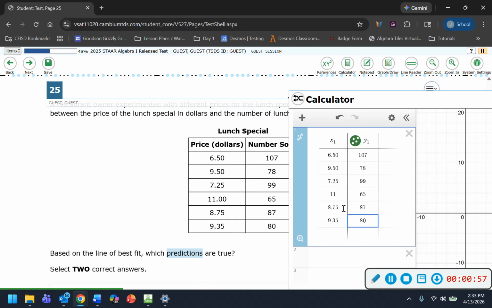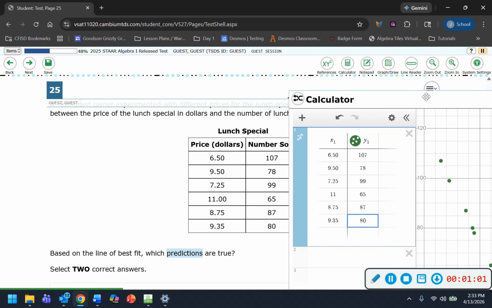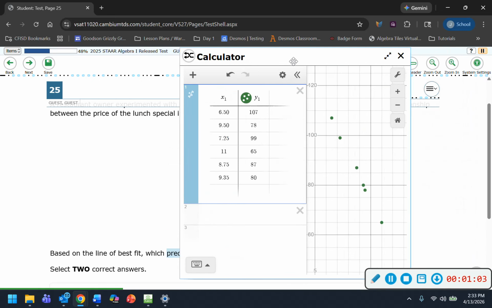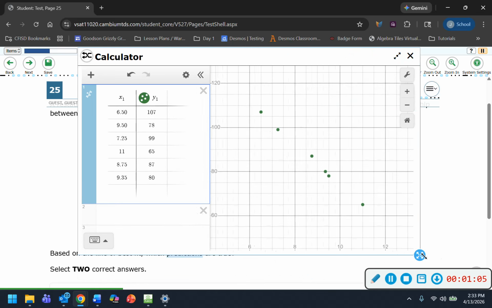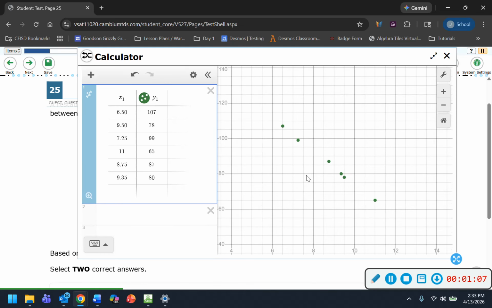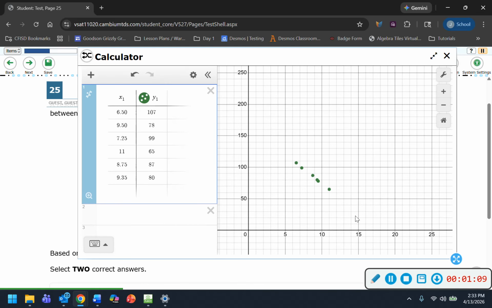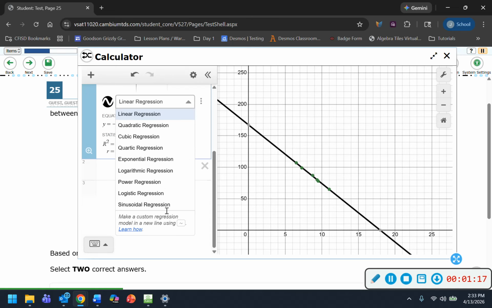Okay, so we got our data set in here, and now we're going to click this magnifying glass to get a good view of that data. And in fact, I'm going to just go ahead and make this a little bigger so we can see it more easily. I'm going to zoom out a bit just so we can get our axes in view, and I'm going to click this button. Looking at this data set pretty clearly resembles a line, so whenever I do my regression, I'm going to keep it on linear, not switch to quadratic or exponential.